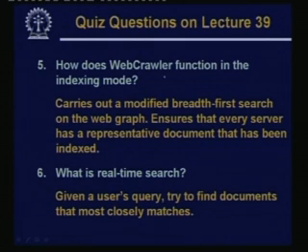How does web crawler function in the indexing mode? Well, in the indexing mode, web crawler carries out a modified version of breadth first search on the web graph. It also ensures that every server has a representative document that has been indexed. So at least one document from every server is included in the index.